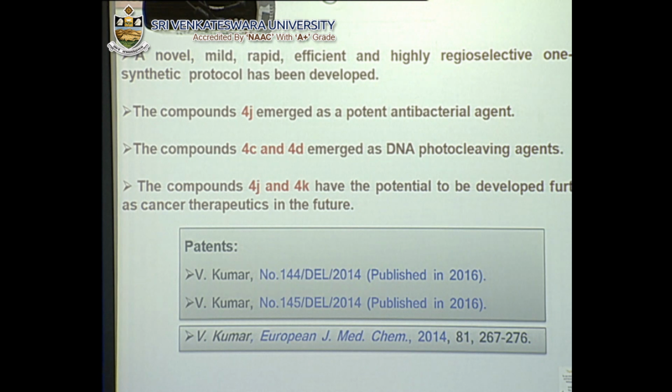So the results of the studies are: a novel, mild, rapid, efficient and highly regioselective one-pot synthetic protocol has been developed. The compound 4J emerged as a potent antibacterial agent. The compounds 4C and 4D emerged as DNA photocleaving agents. And the compounds 4J and K have the potential to be developed further as cancer therapeutics in the future. So we have filed 2 patents from this study and published the work in the EJMC.